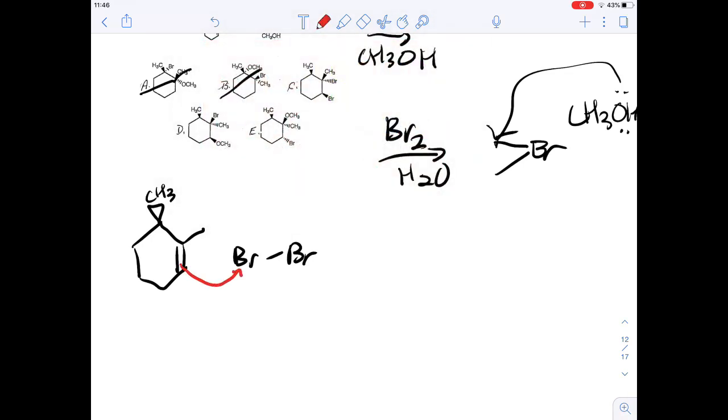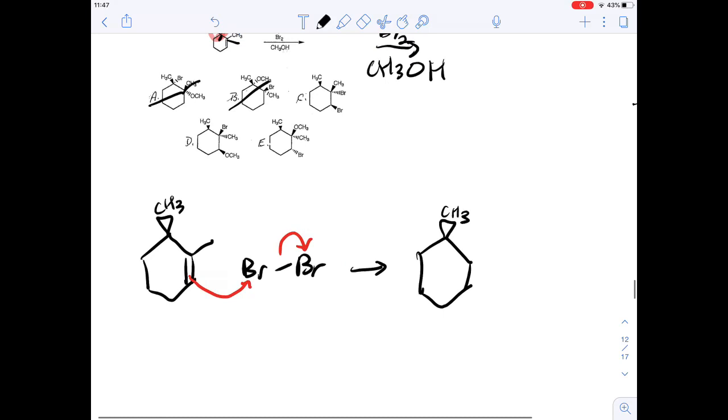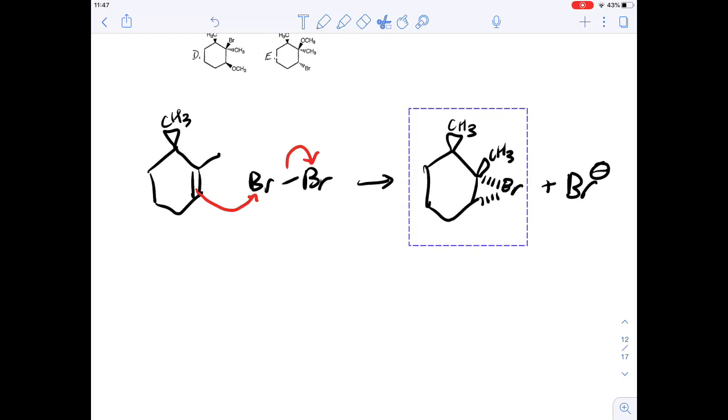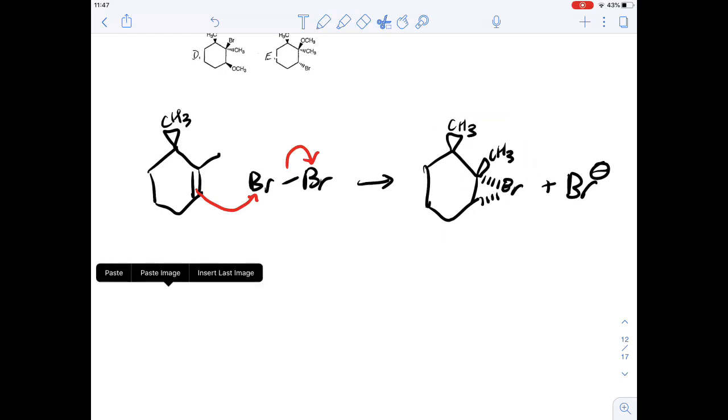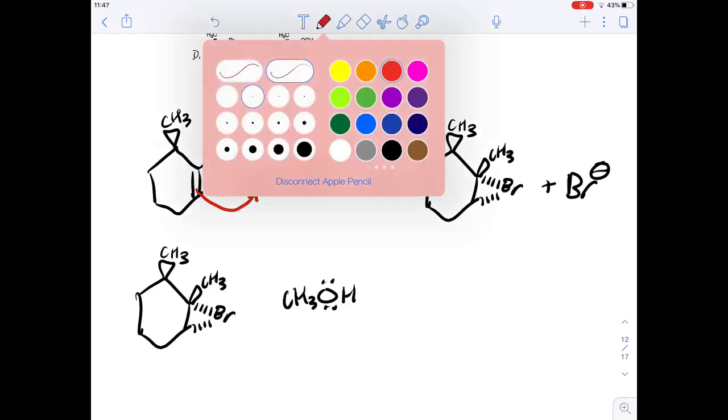Okay. So the first step is going to be the electrons coming and picking up one of the Brs, and then the rest of the electrons are going to move to the subsequent Br. And in this case, I'm going to draw the ring on dashes. It doesn't matter because technically you're going to get both mixes anyway. So if you want, you could put it on wedges. That's also correct. Okay. And then you're going to have the Br anion. Okay. And the next step is going to be the CH3OH coming in and attacking the more substituted side.